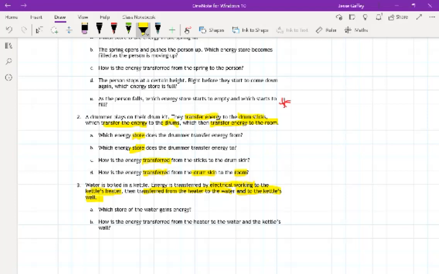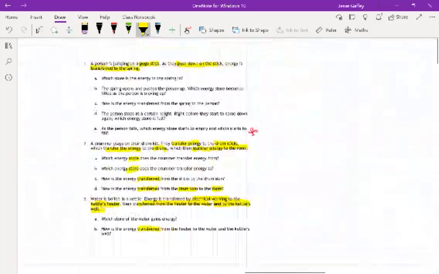How is energy transferred from the heater to the water and the kettle's wall? So which energy transfer is this? Okay, this is going to be heating, because the temperature of the water and the temperature of the kettle's wall are going to increase. So we say heating is happening.